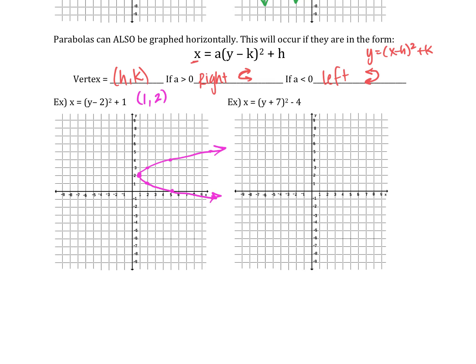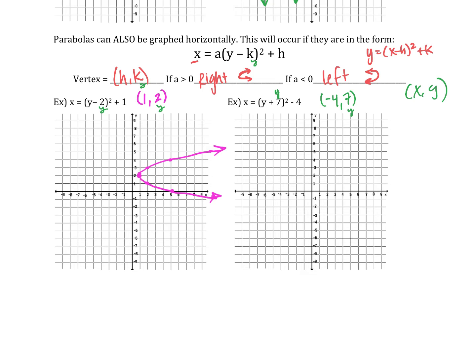On my next one, again, my vertex is going to be h, which is -4, and k, which is 7. I remember that because this is with the y, so that's got to be the y value. Remember, it goes x comma y. This one over here was with the y, so that was the y value. This is with the y, so this is the y value. And remember, it goes x comma y. So that's kind of how I think of it in my head.